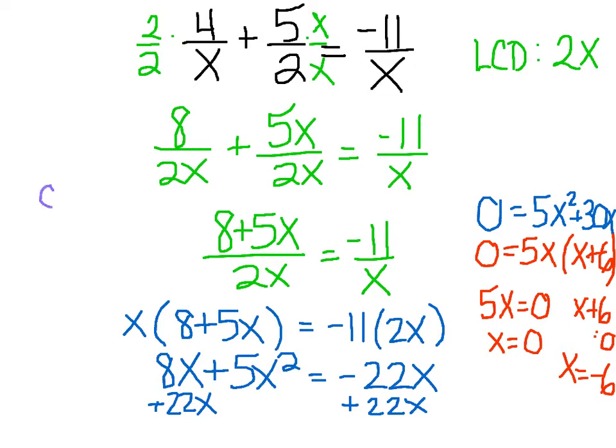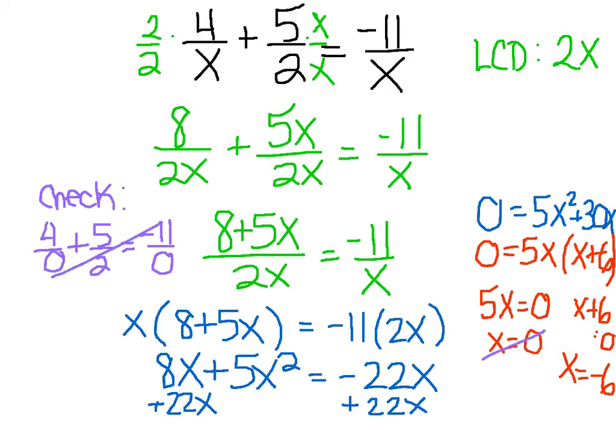If we check, we're going to see that if I put in 0, 4 over 0 plus 5 over 2 equals negative 11 over 0. Can I divide by 0? No way. So 0 is not going to be a solution.